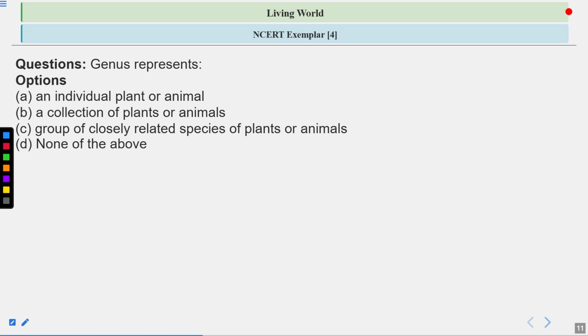Now let's discuss this question. Genus represents what? So genus is a taxonomic category. It is a taxon. Okay, so genus represents what? What are the options here?